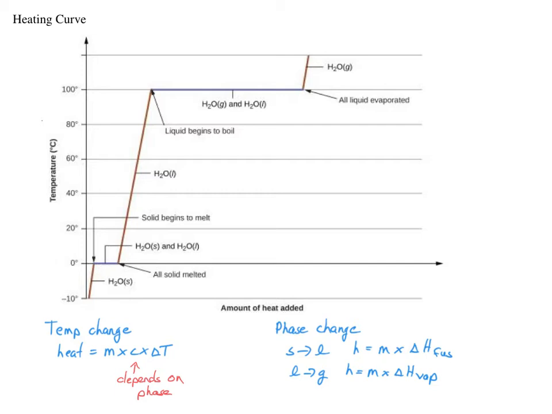In the phase change regions, the heat is going to be quantified by the mass times the heat of fusion if we're dealing with a melting, or solid to liquid. And if we wanted to quantify the heat involved in the phase change going from a liquid to a gas, we would use the heat of vaporization.